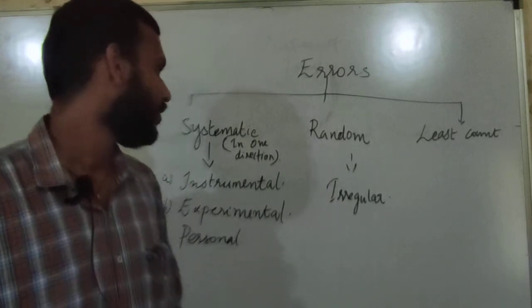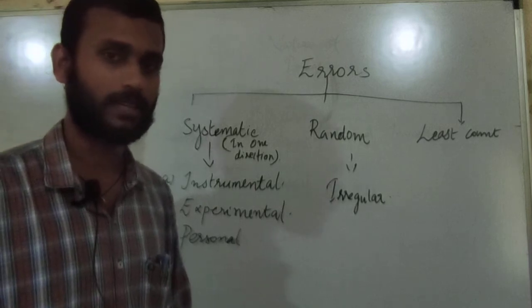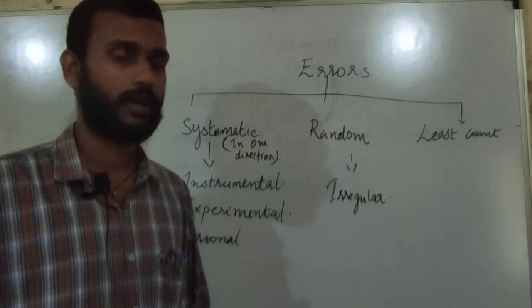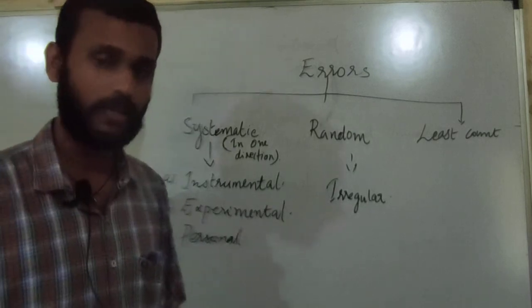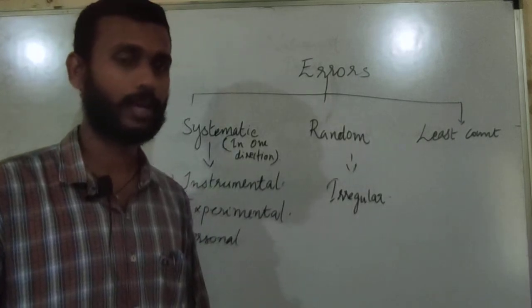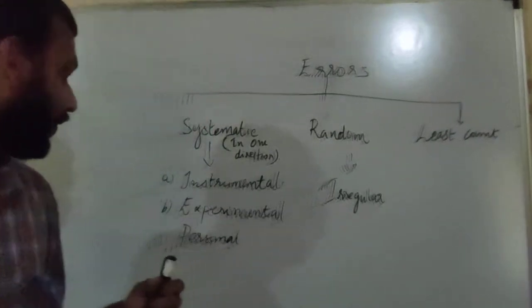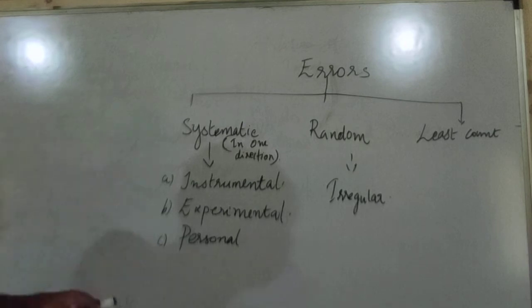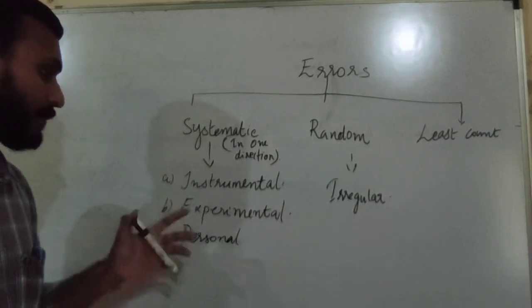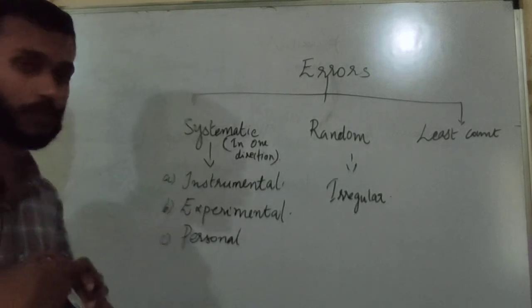Okay. So regarding the systematic error, which will be in one direction, maybe in positive direction or in negative direction. And we can say that systematic errors are regular errors. Regularity will be there, maybe in a positive or maybe in a negative direction. So now the systematic errors are again separated into three: instrumental error, experimental error and personal error. So first of all come to the instrumental error.